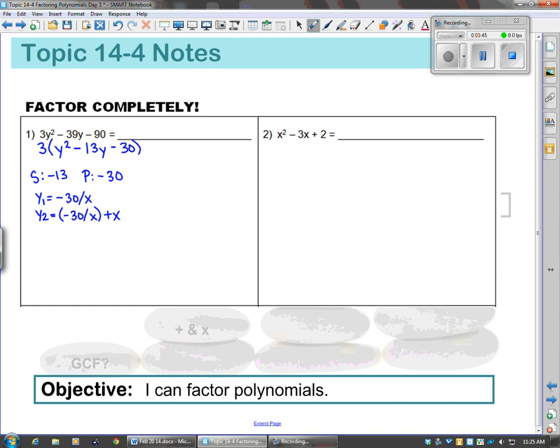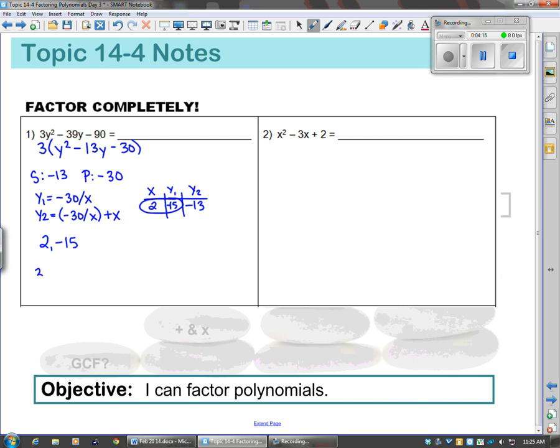You're going to look at your table. You are looking for a negative 13 in the y2 column. And what you should find is that you have 2 and negative 15. Those add to negative 13 and they multiply to negative 30. So those are your two factors, and you simply put those in the parentheses.